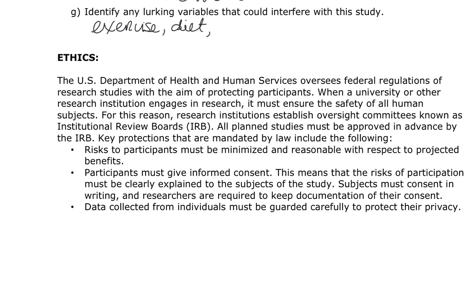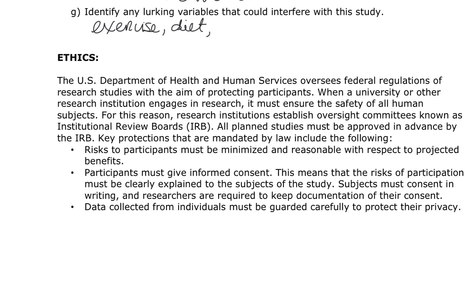So in the United States, the Department of Health and Human Services oversees any kind of research that happens with humans. And this oversight committee is known as the Institutional Review Board. They have to approve in advance any study that involves humans. The key things they're looking at are the risks to the participant, and they have to be minimized and reasonable with respect to the projected benefits.